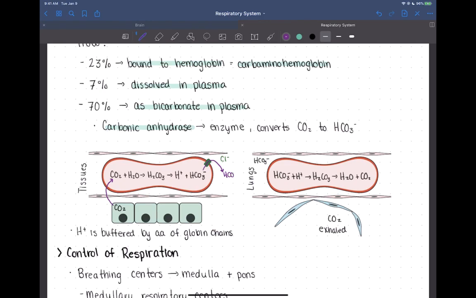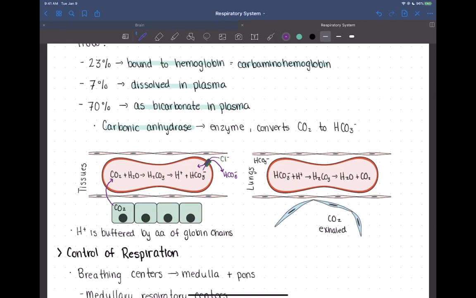Oh, sorry, it's not pumped. It's exchanged. This is a cotransporter. So it's exchanged for a chloride ion. So that chloride comes in. Sorry, I misspoke. That chloride comes in, and the bicarbonate goes out. Okay?